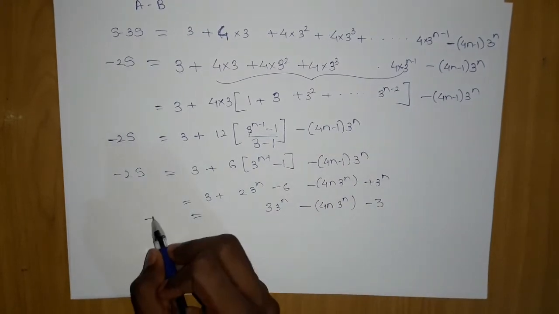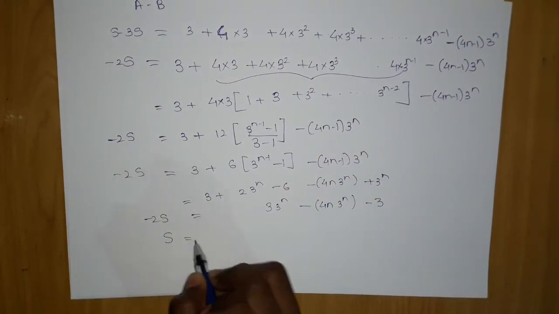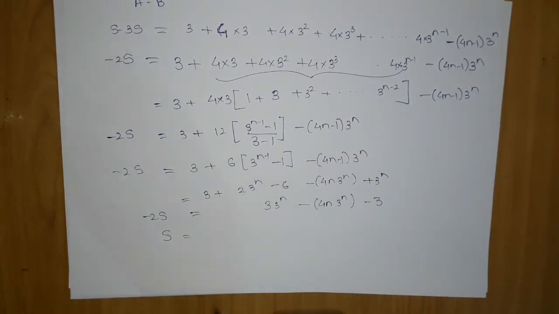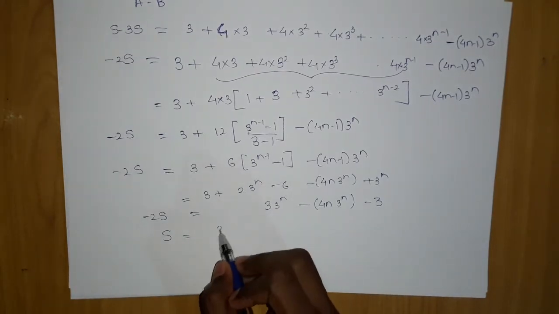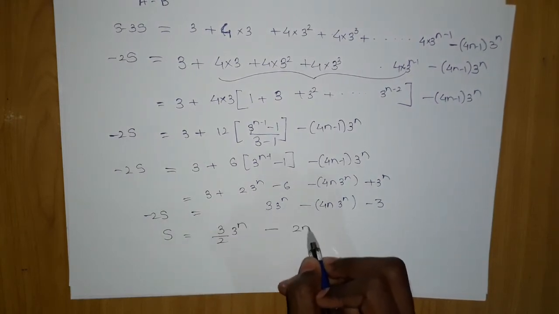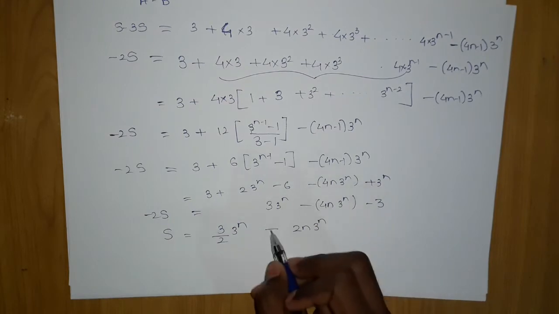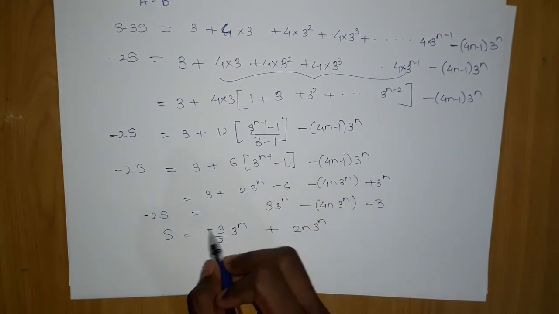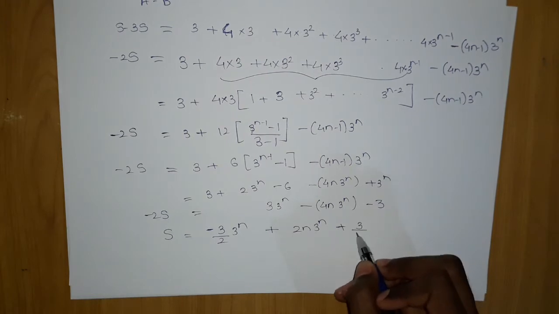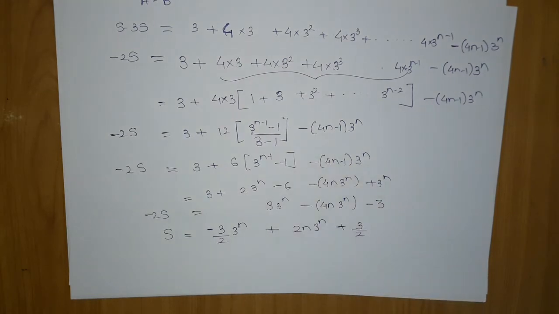Okay, further on here it is minus 2s, which gives me S is equal to 3 by 2 into 3 power n minus 2n into 3 power n plus, okay, this will become minus, this will become plus also, 3 by 2. Okay, so we are done with this. This is our solution. So we are done with this problem.